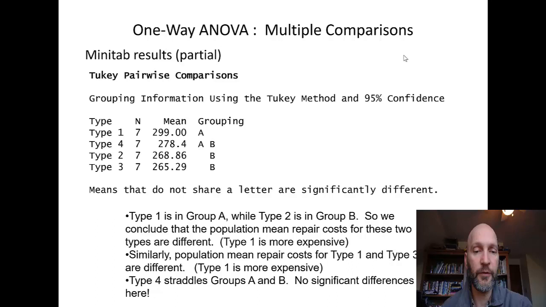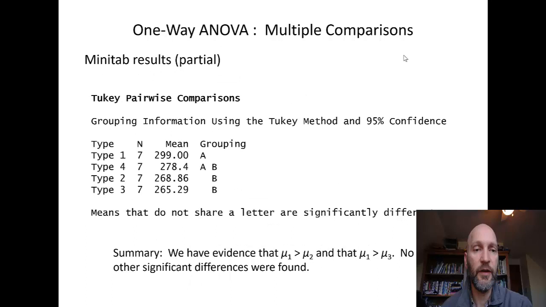And that's kind of an interesting phenomenon that shows up in analysis of variance. And that's not how things work in mathematics. If 1 is equal to 4 and 4 is equal to 2, then usually you would say 1 is equal to 2, but that's not the case here. So this confirms what we saw in the interval plot, and we can summarize by saying that mu1 is bigger than mu2 and mu1 is bigger than mu3, but we found no other significant differences.